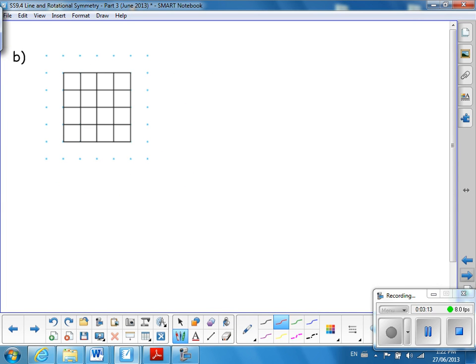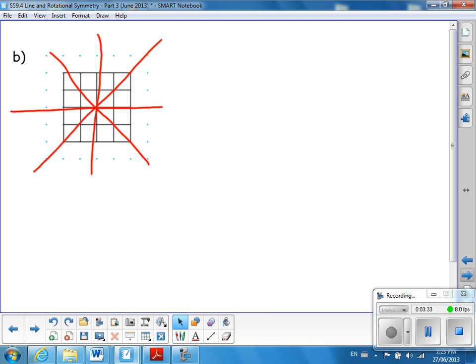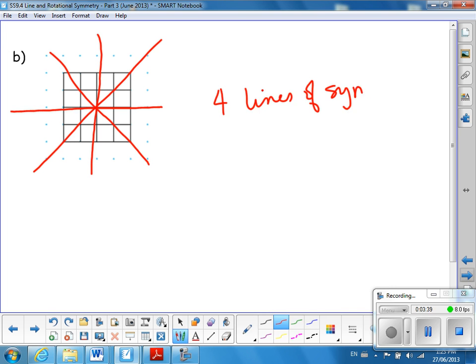Now, what about this square? How many lines of symmetry does it have? Well, the square we could fold exactly in half, and we could fold it exactly in half the other way. But we also can fold it in a diagonal, and we could fold it in a diagonal that way. So a square actually has 4 lines of symmetry: horizontal, vertical, and 2 diagonal, or they're also called oblique. Oblique and diagonal mean the same thing.